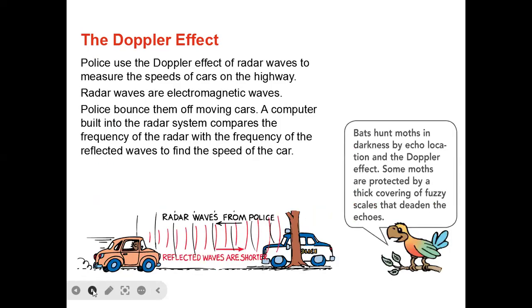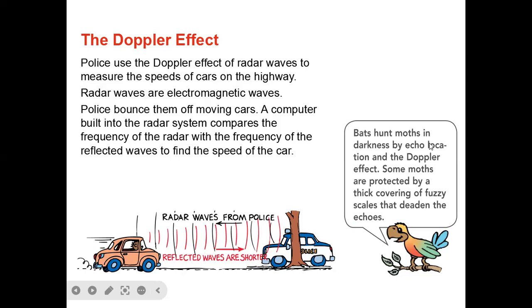The police use the Doppler effect with radar waves to measure the speed of cars on the highway. Radar waves are electromagnetic waves. Police bounce them off moving cars. A computer built into the radar system compares the frequency of the radar with the frequency of the reflected waves to find the speed of the car. This is actually police using radar waves, and the reflected waves are shorter.